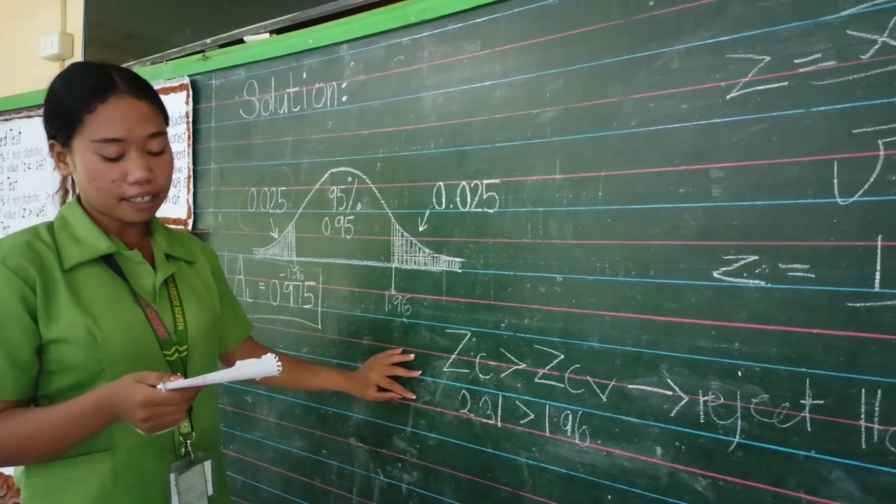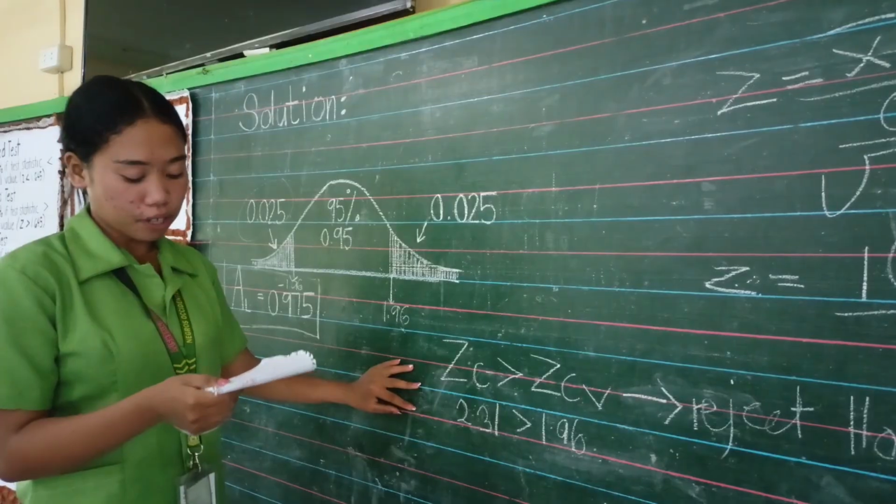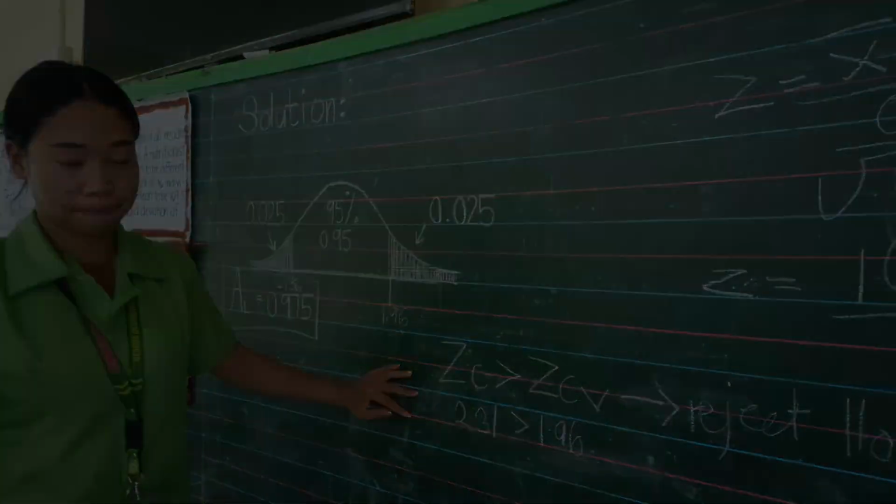Since our calculated z-value is greater than our critical value, we reject the null hypothesis.